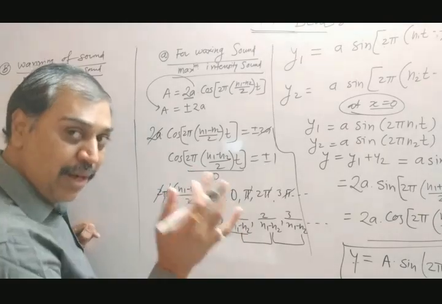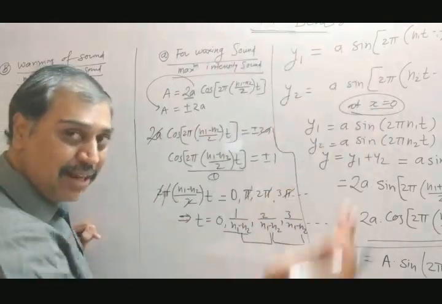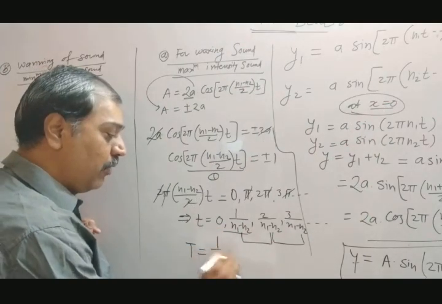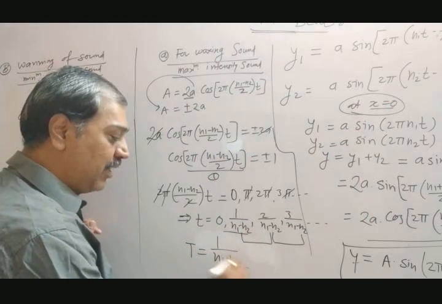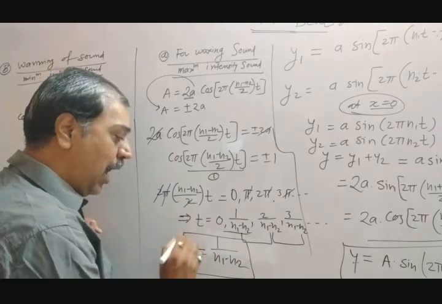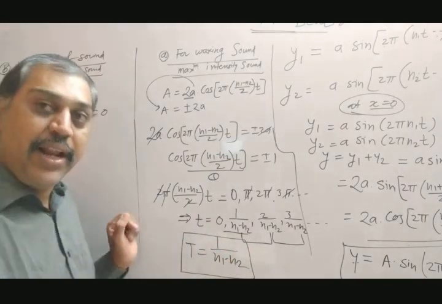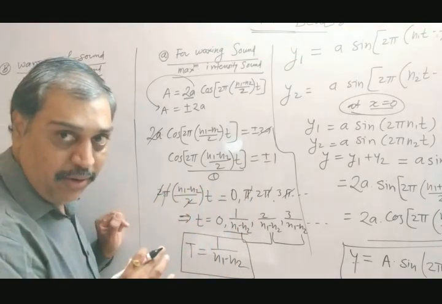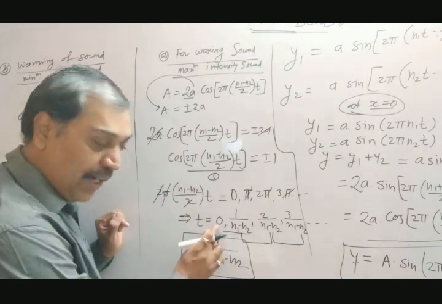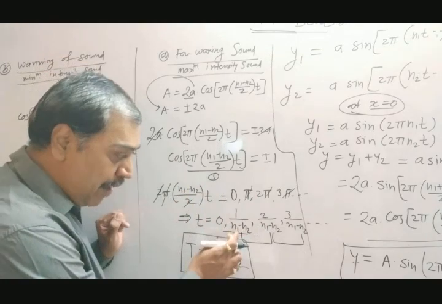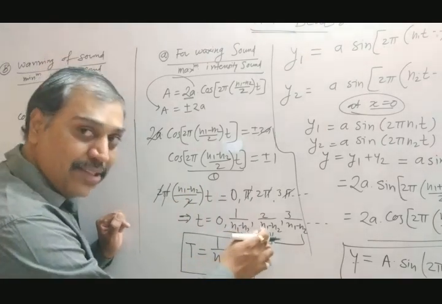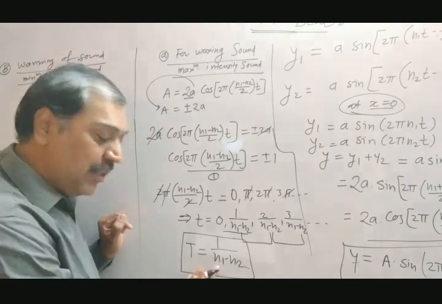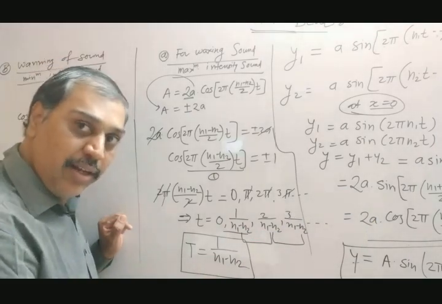So one maximum and one minimum occur, then another maximum occurs. This means the time period T is equal to 1 divided by (n1 − n2). After every such time period, a maximum intensity sound occurs. Suppose at 0 we get a maximum, again after this time a maximum, again after this time a maximum, and so on. This is the condition for maximum intensity sound.